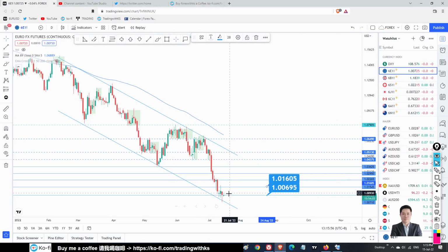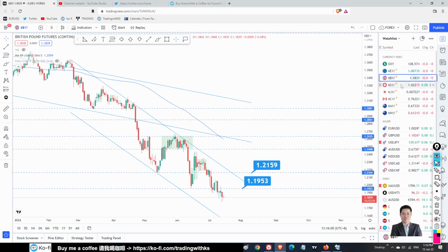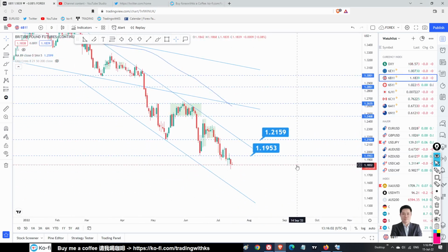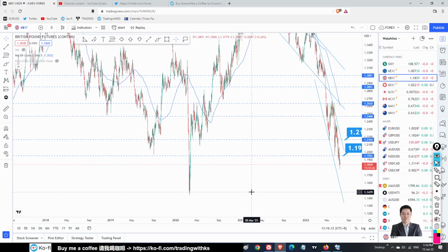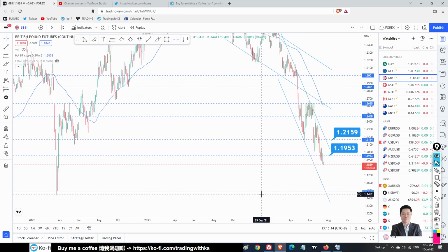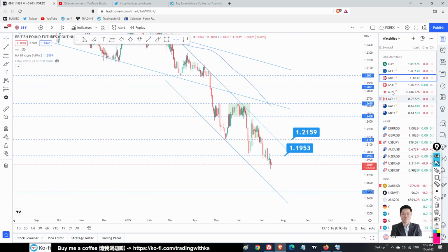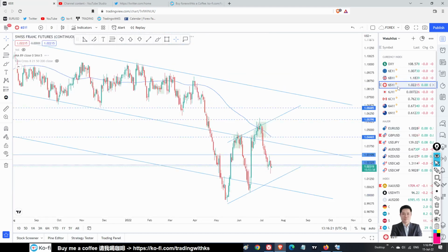Okay, so this could be a turning point tonight. You have to wait and see. Okay, British pound doesn't look like it's going to turn. British pound looks like it's going down. It should be coming down to this lower level here. So tradable, probably British pound tonight is tradable today.